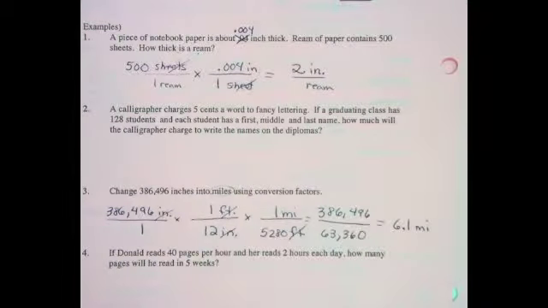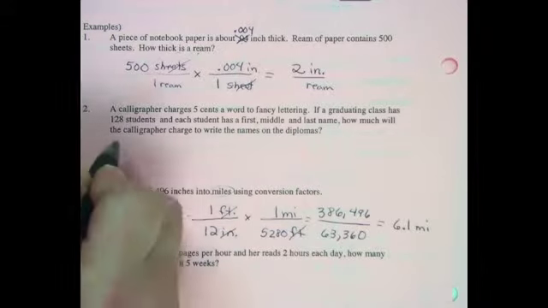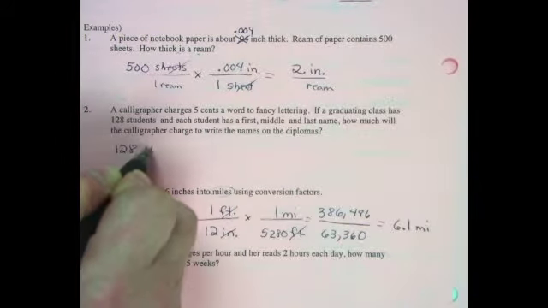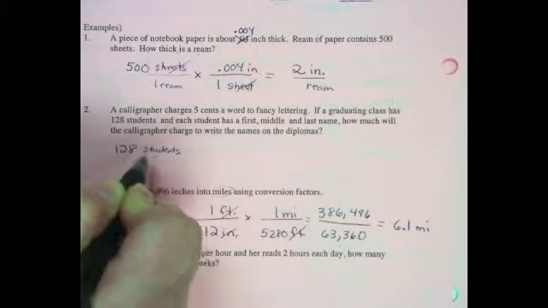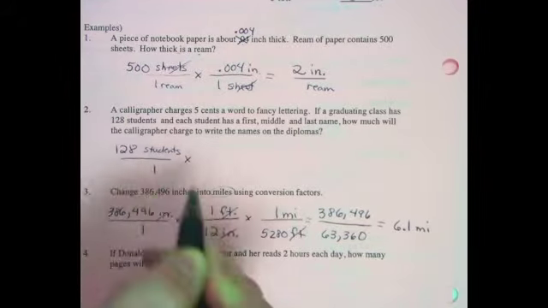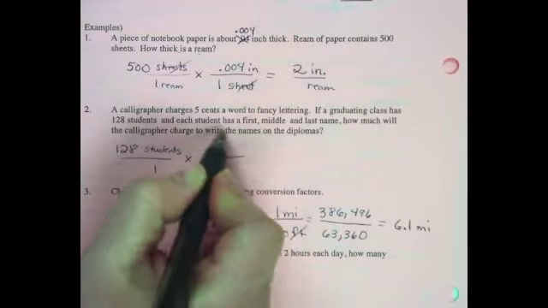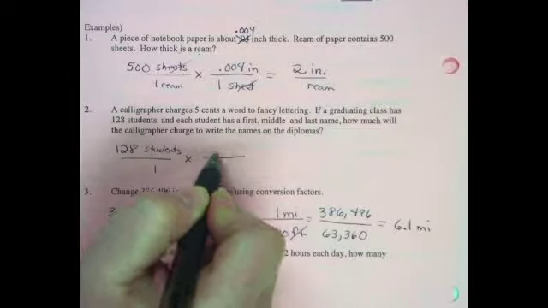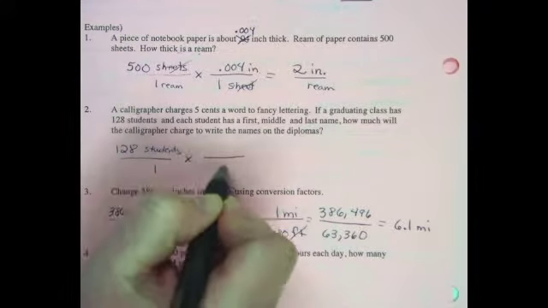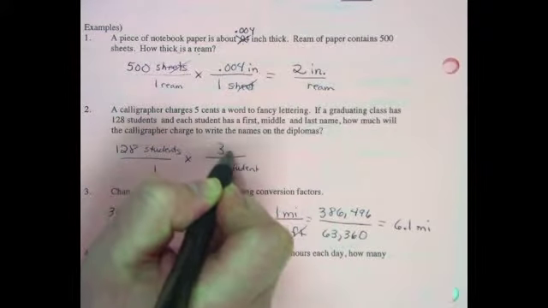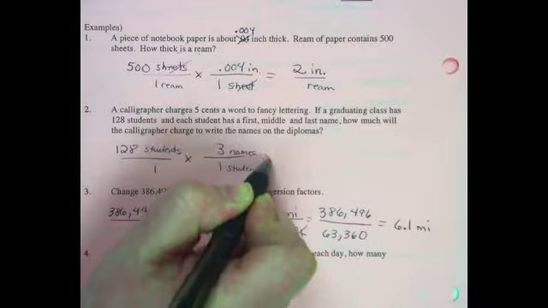Well, we want to figure out how much money. So when we get done, that's the only label we want to have. But let's start with what we do have. We do know there are 128 students. So let's do 128 students and put that over 1. Times, what else do we know about students? Each student has 3 names. So I want to put students on the bottom so I can cancel out the label. So I can say one student has 3 names. So now if we do the math, we know how many names.